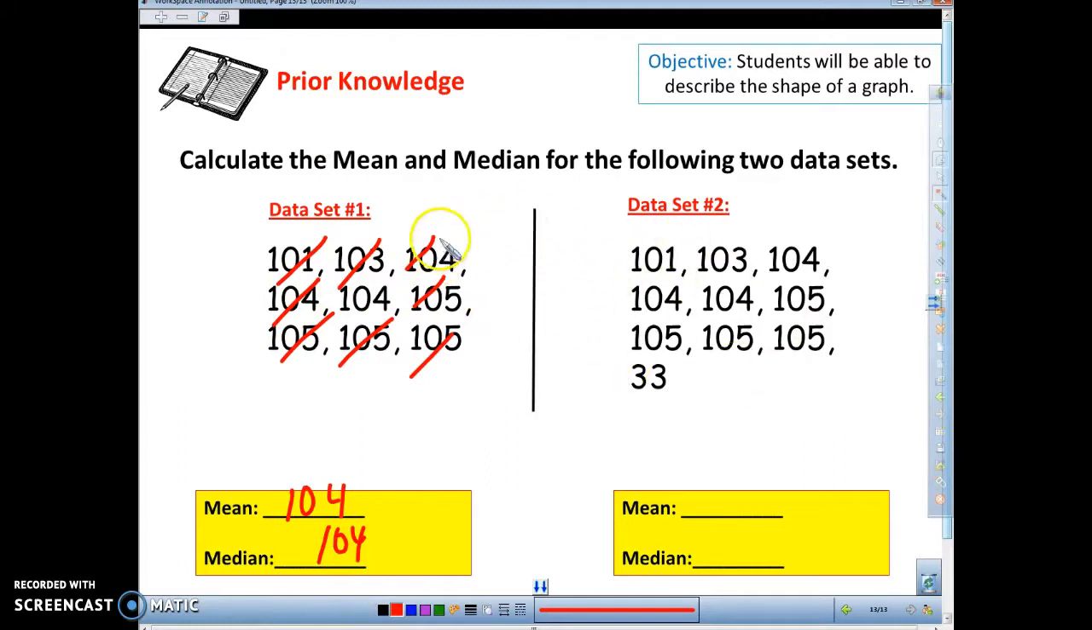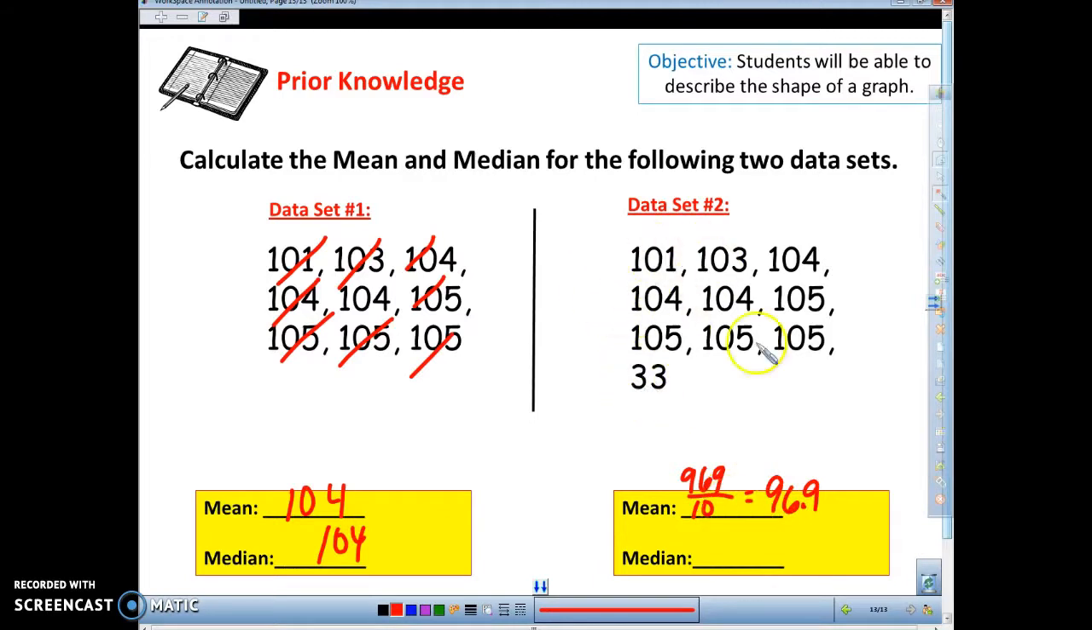And here I have the same numbers, but I have a 33 added. So if I take 936, which is the total over here, and add 33, we get 969, and we're going to divide that value by 10, which now gives us a mean of 96.9. So notice that the mean dropped a lot just because of this 33.